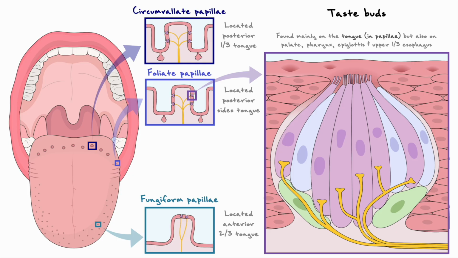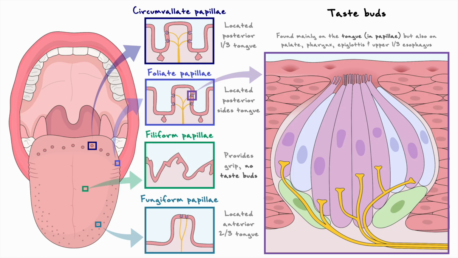There is also a 4th type of papillae, which is called the filiform papillae, and this one serves to provide grip to the surface of the tongue only. As such, it has no taste buds. Only the circumvallate, foliate, and fungiform papillae have taste buds.